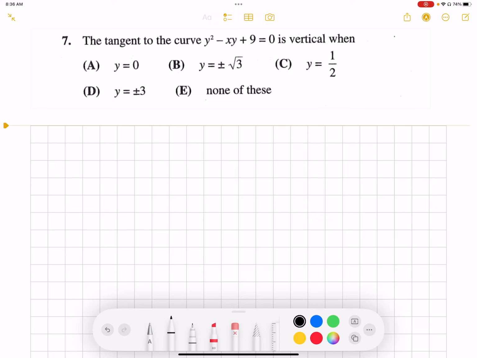Question 7 says we need a tangent to the curve when it is vertical. So vertical tangent means we need to be able to divide by 0. So the first thing we're going to do is differentiate this. And since it's an implicit function, we're going to differentiate this implicitly.